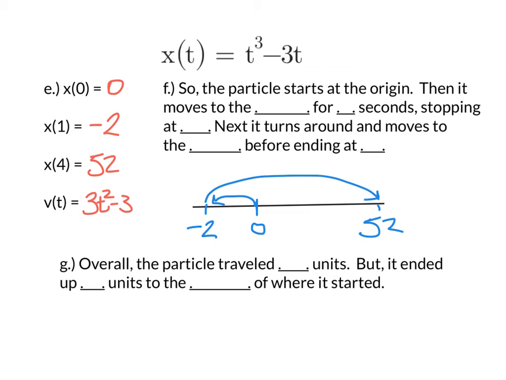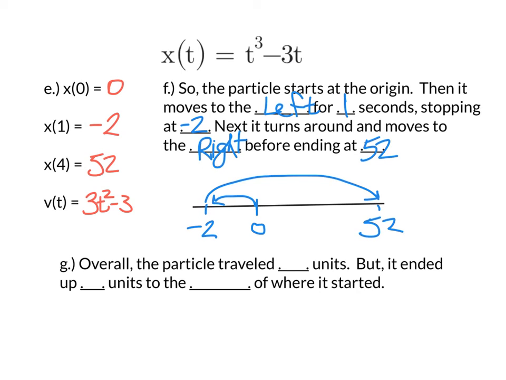Now to do part F, the particle starts at the origin, like we said. Then it moves to the left, over to -2. It did that for 1 second, stopping at -2. Next, it turns around and moves to the right before ending at 52.